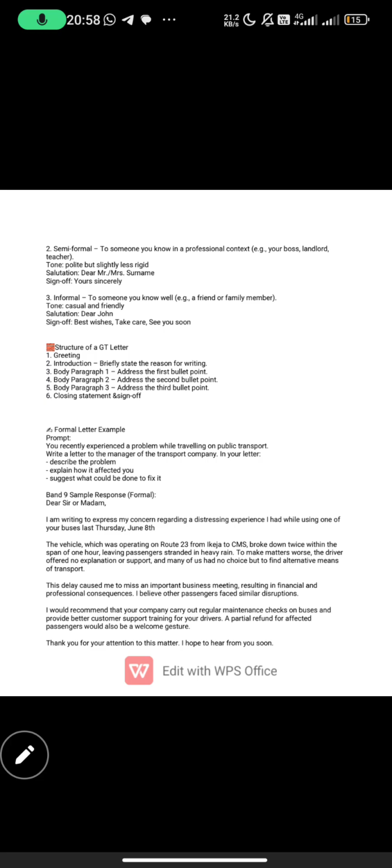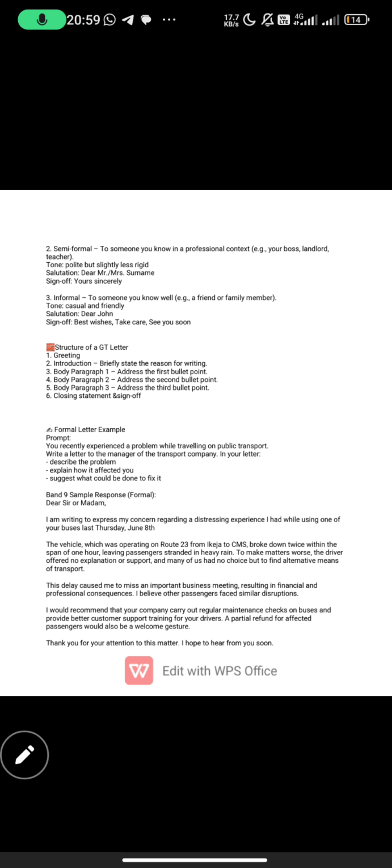Okay? Now, first paragraph. The vehicle which was operating on Route 23 from Ikeja to CMS broke down twice within the span of 1 hour, leaving passengers stranded in heavy rain. To make matters worse, the driver offered no explanation or support, and many of us had no choice but to find alternative means of transport. This delay cost me to miss an important business meeting, resulting in financial and professional consequences. You see the linking now from the first experience, that's the first thing that happened, to the next one, that is how it affected you.